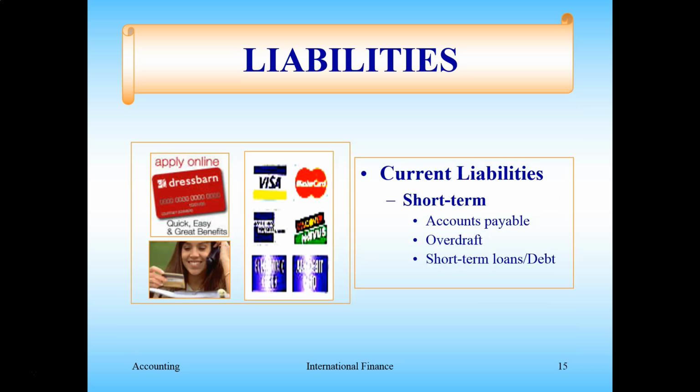Current liabilities are short-term amounts owed by the company and expected to be paid within 1 year. The first 3 items in slide 13 consist of current liabilities. For example, the amount owed by Kate Spade to its suppliers as represented by accounts payable.